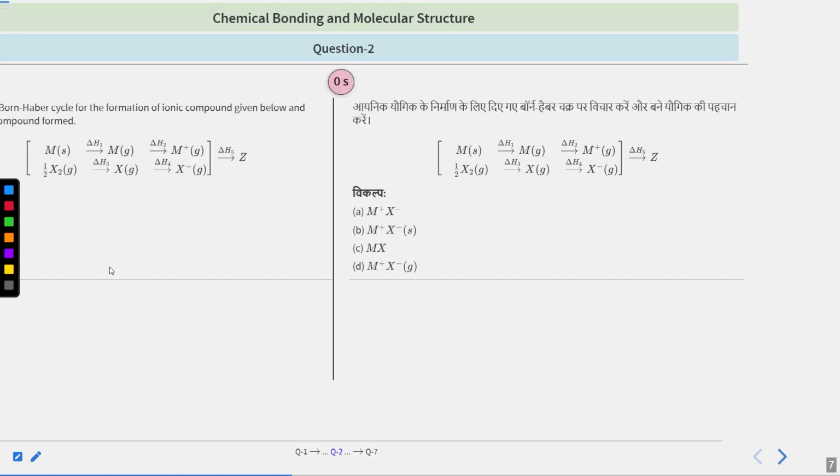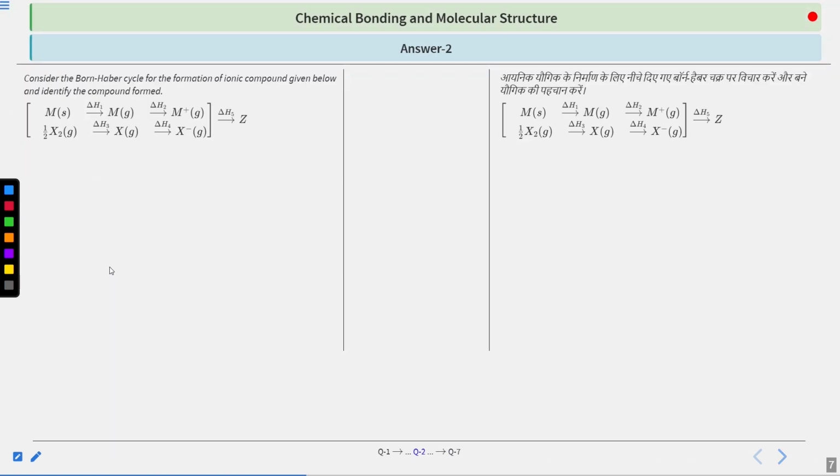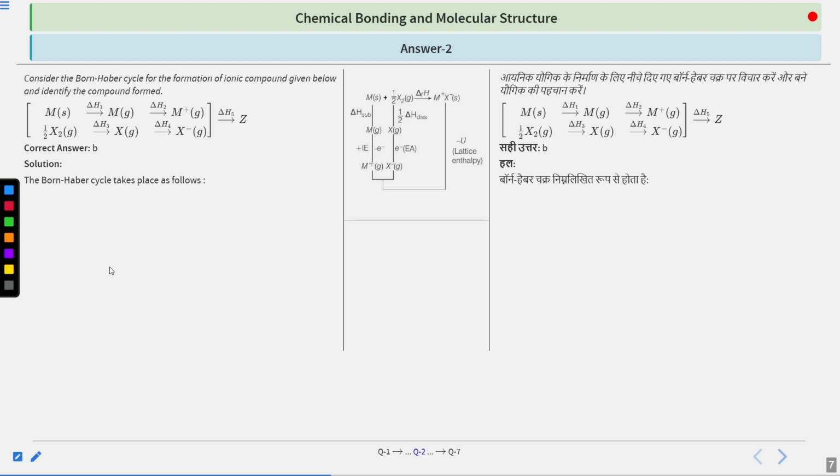Okay, now let us see how we can solve it. First of all, this is a question of the Born-Haber cycle, and we are starting from the initial state of metal and X2. In the first step we convert them into gaseous atoms and then into the required ions. So the correct answer would be B. It takes place in two steps as follows. This is the way we can do it.